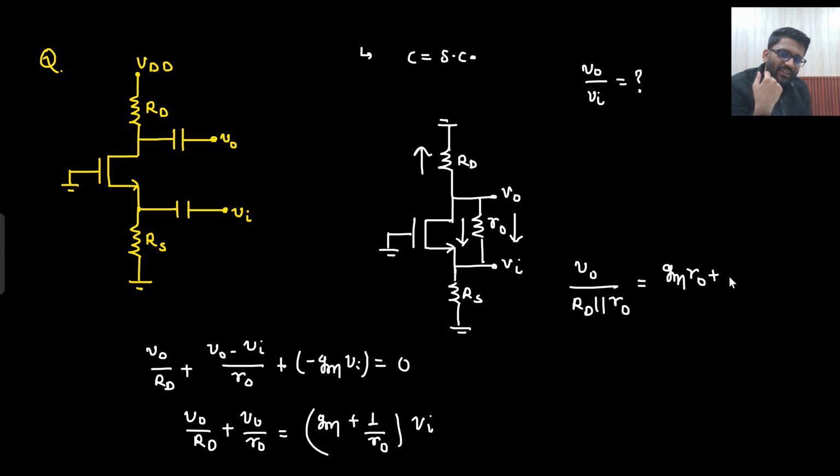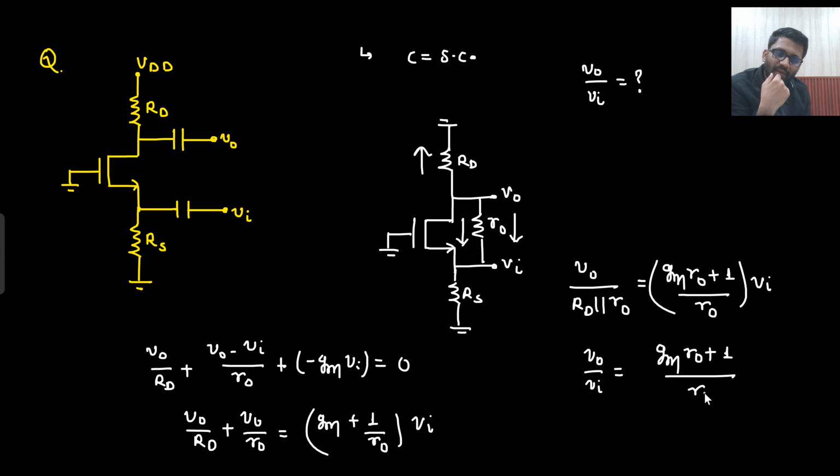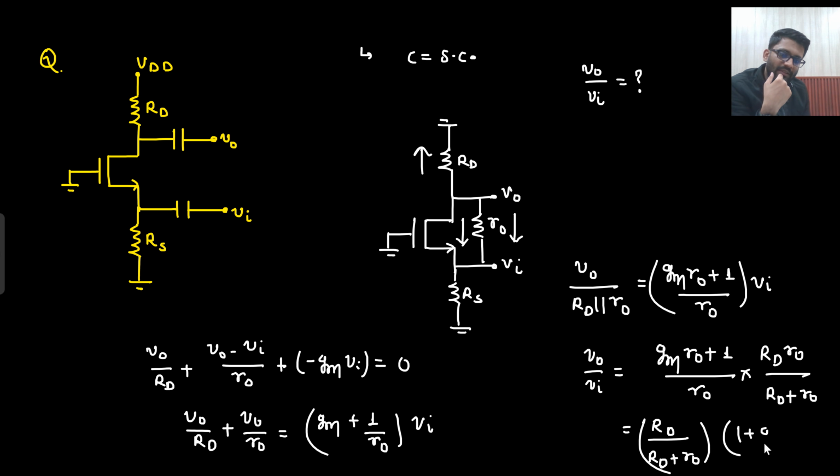That is equal to gm r naught upon gm r naught plus 1 into Vin, although this is of no use actually. So what is the V naught by Vin we are getting? gm r naught plus 1 upon r naught into RD parallel with r naught. Anyway, I need to solve it: RD plus r naught, so r naught is getting cancelled. So what we are getting? RD upon RD plus r naught into 1 plus gm r naught. Okay, this is your V naught by Vin.